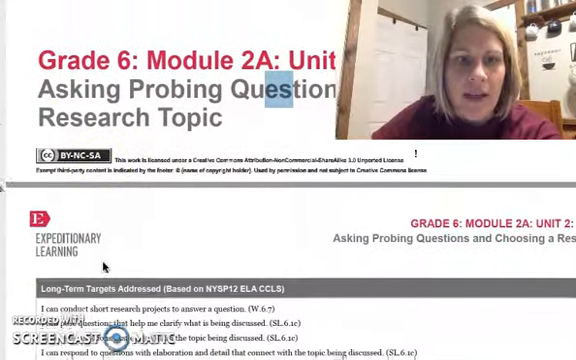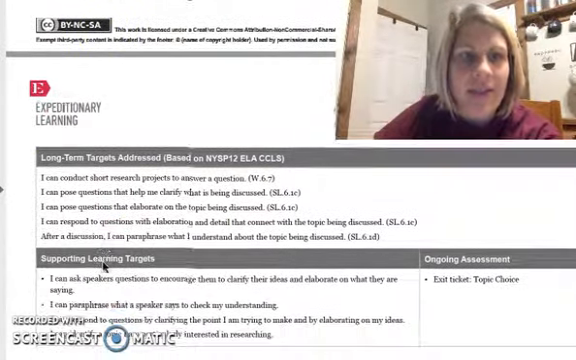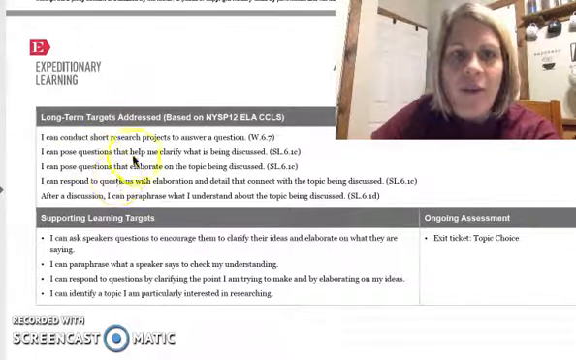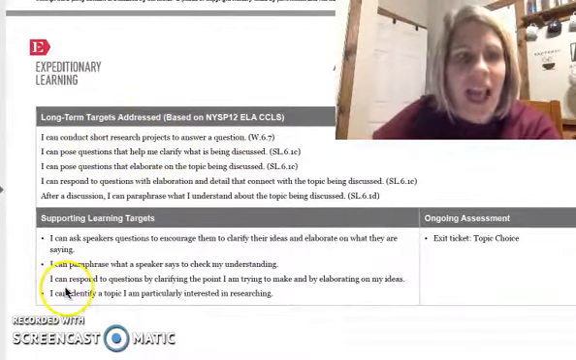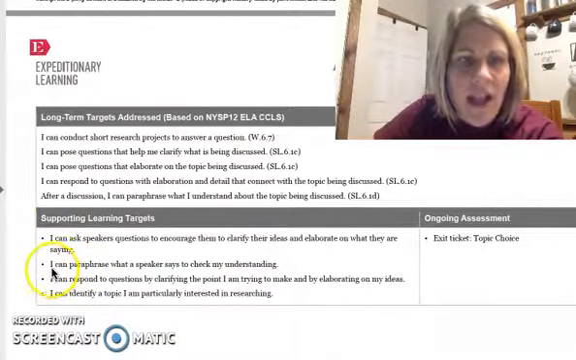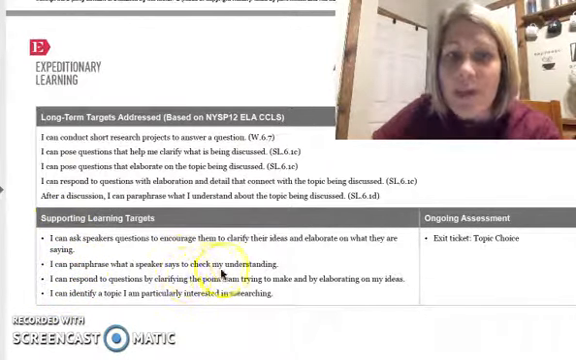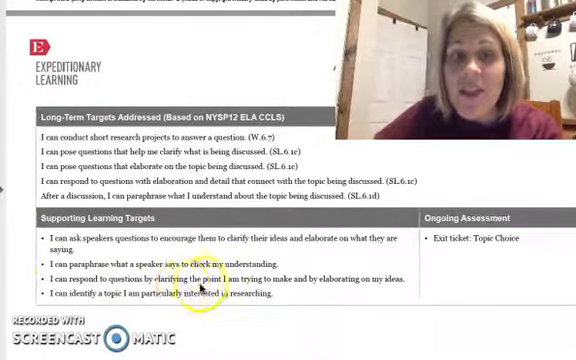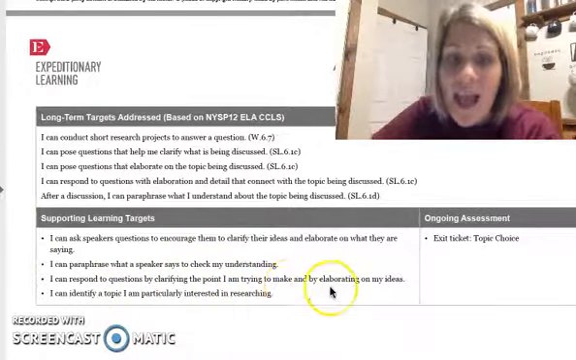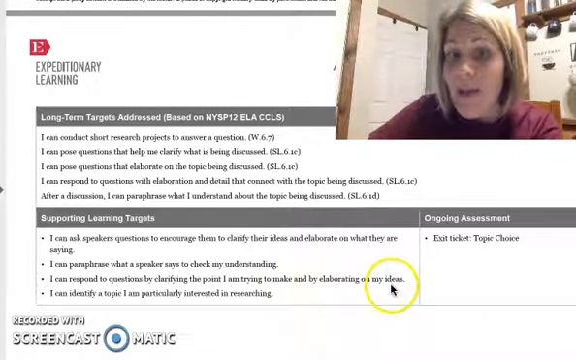Today we are going to learn about asking probing questions and choosing a research topic. Our objectives, or I can statements, cover two different things. We cover talking about a research topic, which we've already done, and then down here we're going to focus on: I can paraphrase what a speaker says to check my understanding, and I can respond to questions by clarifying the point I'm trying to make and by elaborating on my ideas.